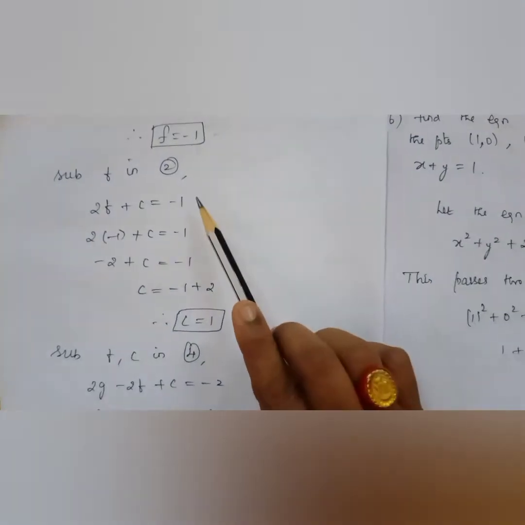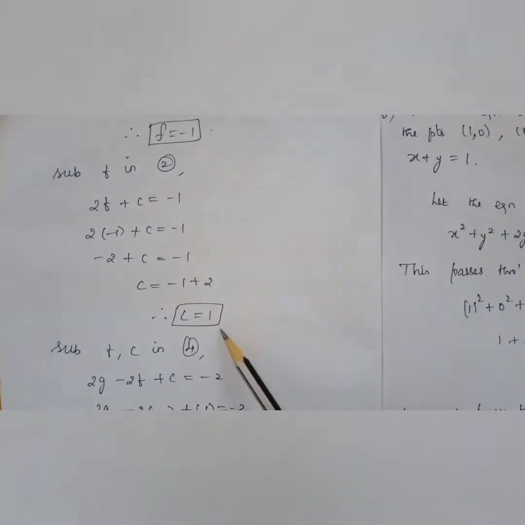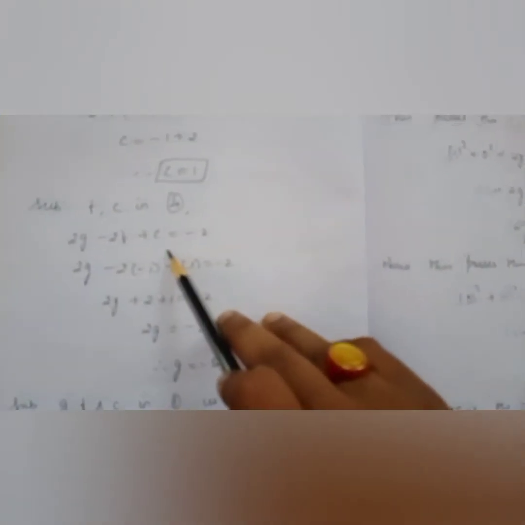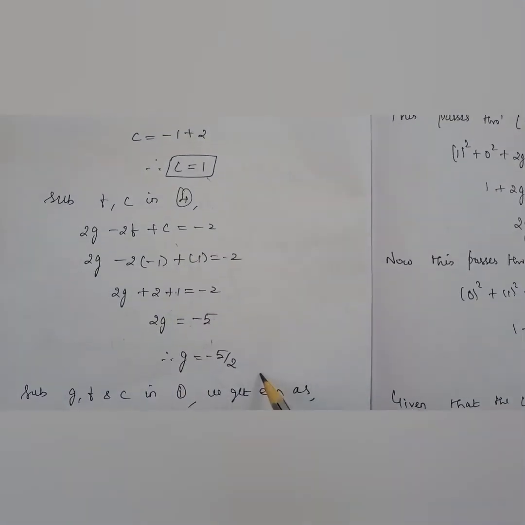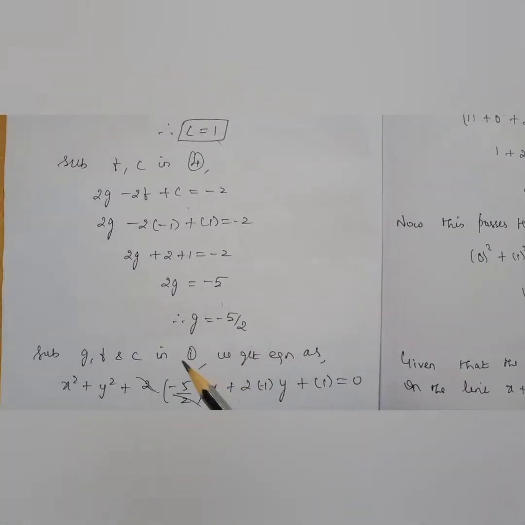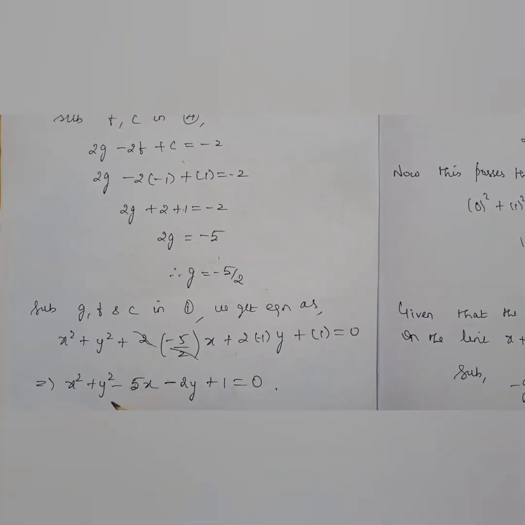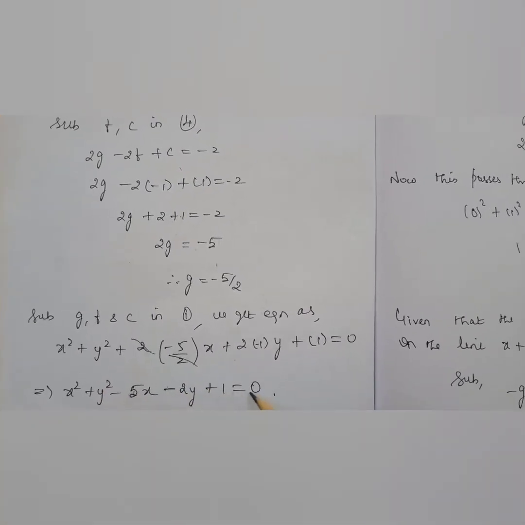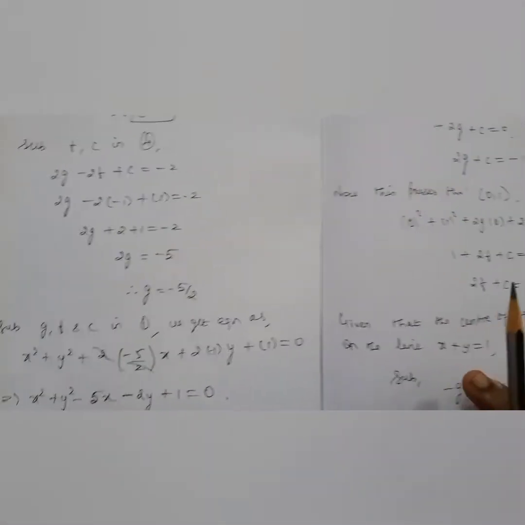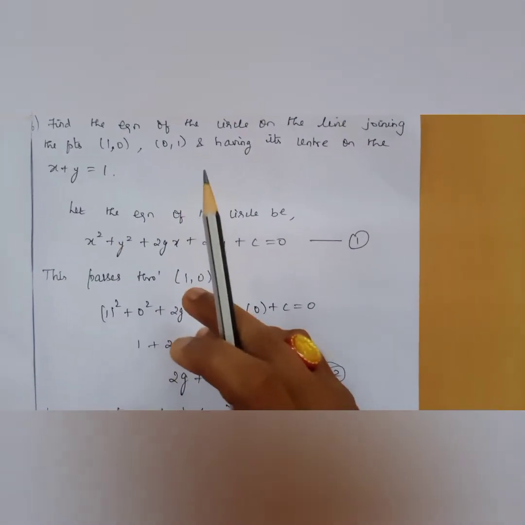After finding the value of f, I can substitute in any one of the equations to get the value of c, and then I will substitute f and c in the equation containing g. If I substitute in the equation not containing g, I will not get the value of g. So I will substitute in the equation containing g, and I will get the value of g to be minus 5 by 2. Now finally I will substitute g, f and c in the general equation. So I am getting the equation to be x square plus y square minus 5x minus 2y plus 1 equal to 0.